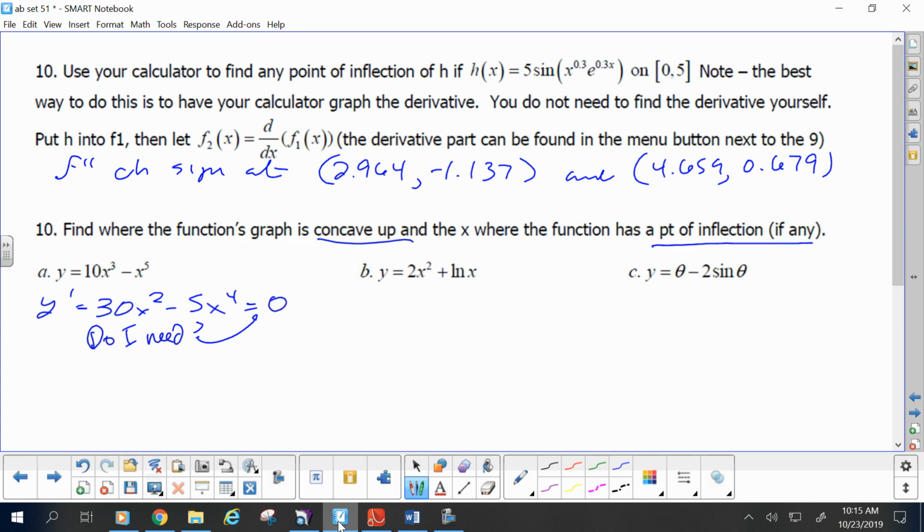Okay, so they say find where it's concave up and inflection. So do I need to know where the first derivative is 0 then? No, that's for extrema problems, so you don't need that.